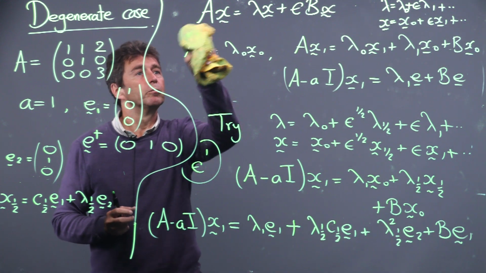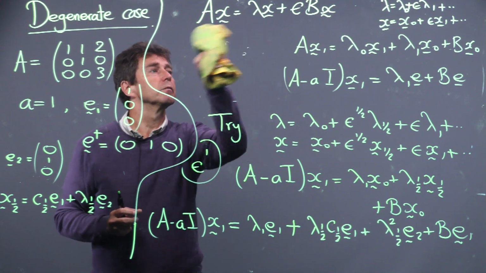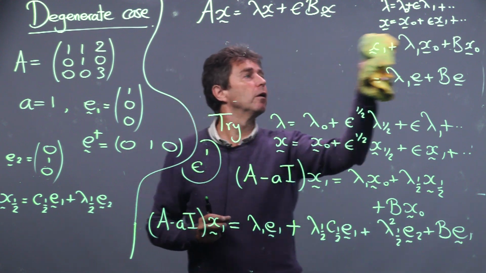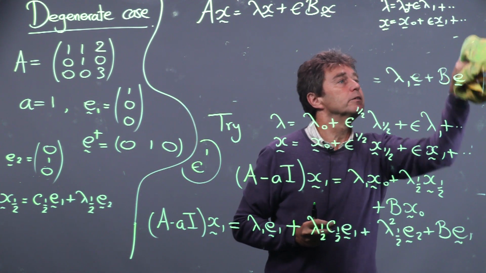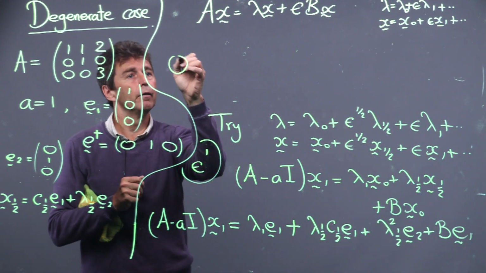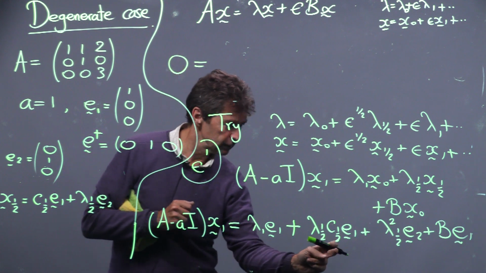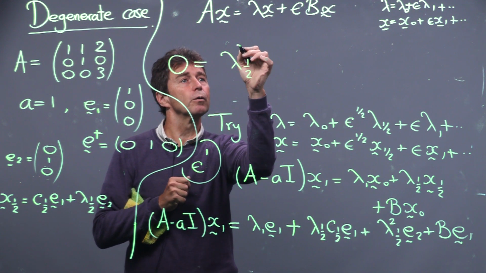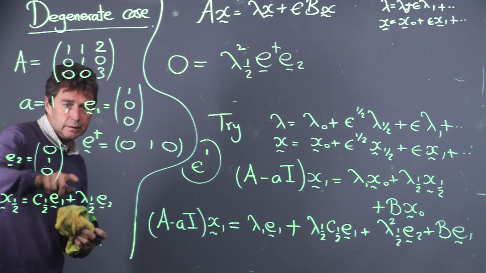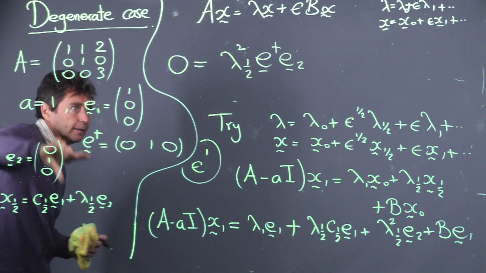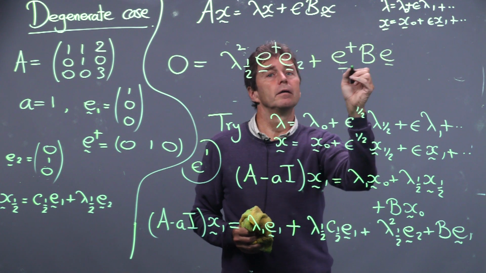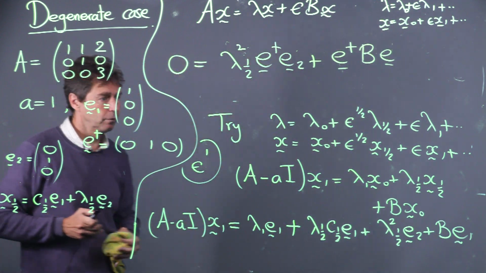So I'm now going to take the Fredholm alternative. I'm going to take my equation there. I'm going to multiply by the row eigenvector, get rid of as much as possible. What do I get? I get 0 equals, that's orthogonal, so I get lambda 1/2 squared E dagger E2, right? E dagger E2, that's 1, that's not 0, plus B E with an E dagger. So there's the equation for lambda 1/2.